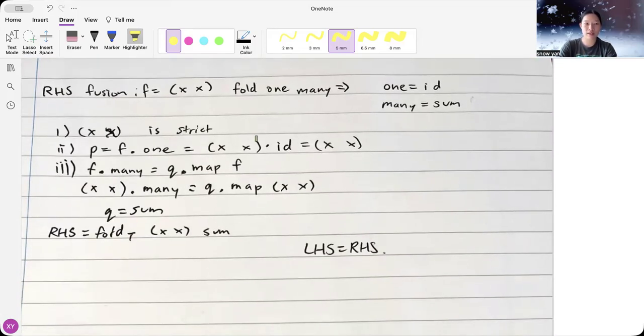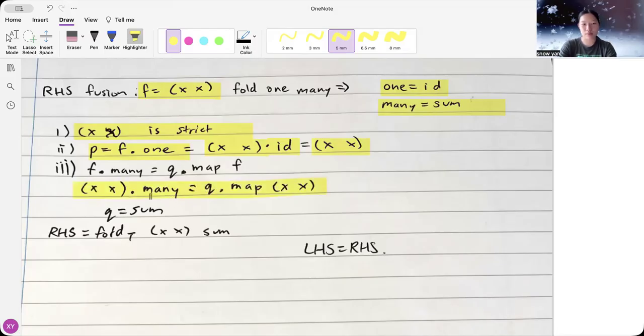And on our right-hand side, when we apply the fusion, we would set it up this way. We would have f is equal to times x, and then our one function would be identity, our many would be sum. So for the first condition, we check f is strict, so times x is strict, that's true. For the second condition, we want to find p is equal to f composed of one, which would be times x, and then one, which would be identity, so it would just be times x. Third condition, f composed of many is equal to q composed of map f. So when we plug this in, we get this.